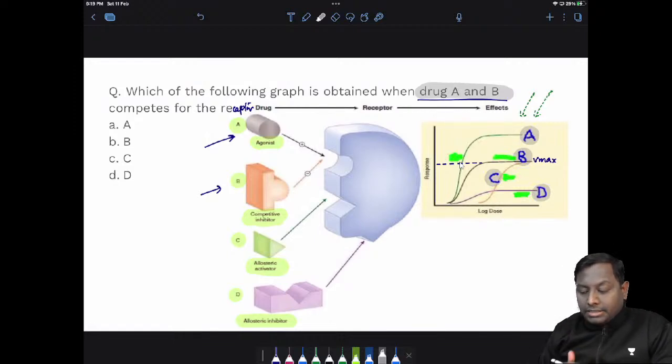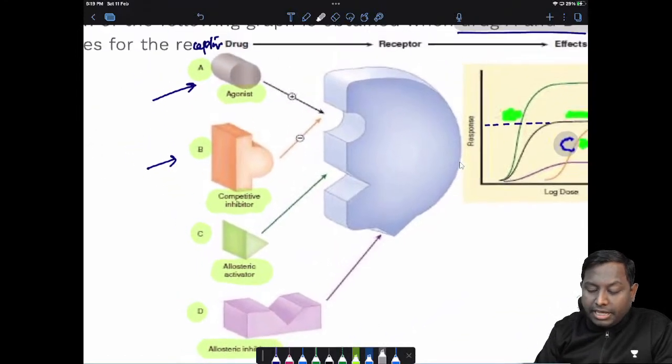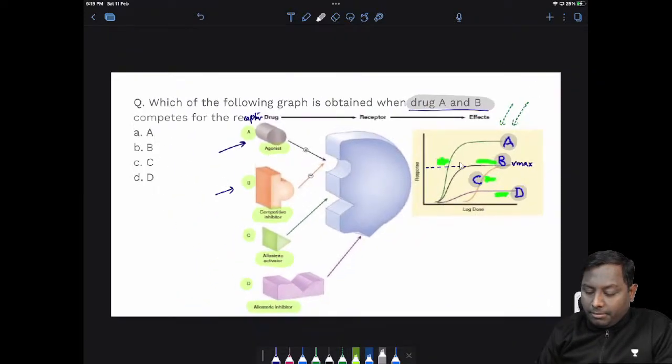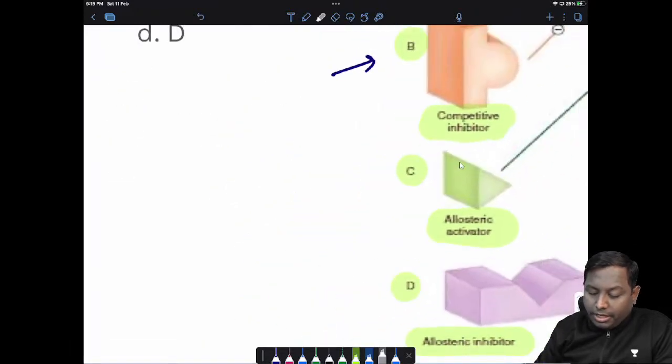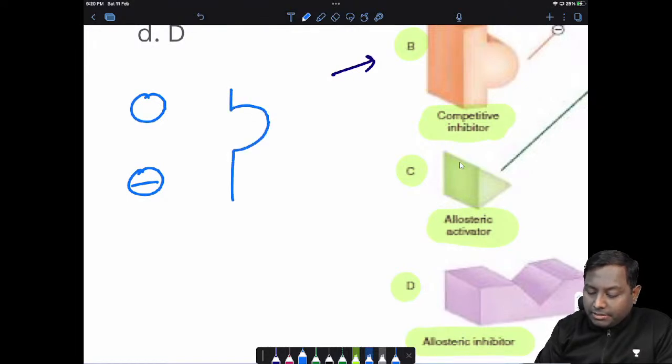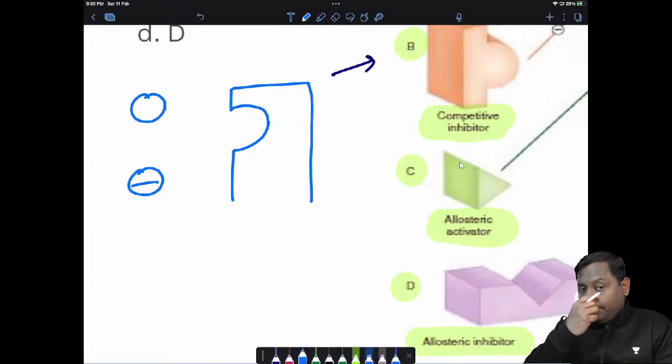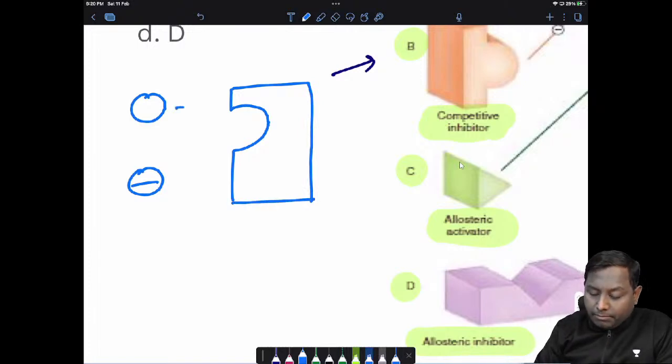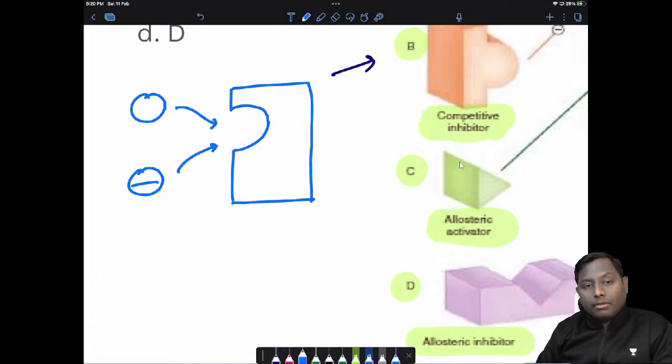Okay. Now what we can see here, very simple question, agonist and competitive inhibitor. So I can make it simpler for all of you guys, that we are having 2 drugs and both of them will be competing for the same site. If both of them are going to compete for the same site, they both have high affinity. मान लीजिए आपका ligand हो गया, ये आपका drug हो गया. They both will have high affinity. They are going to compete with each other. And whenever there is a competition, what happens to the graph? Graph will be shifting more towards the right side.